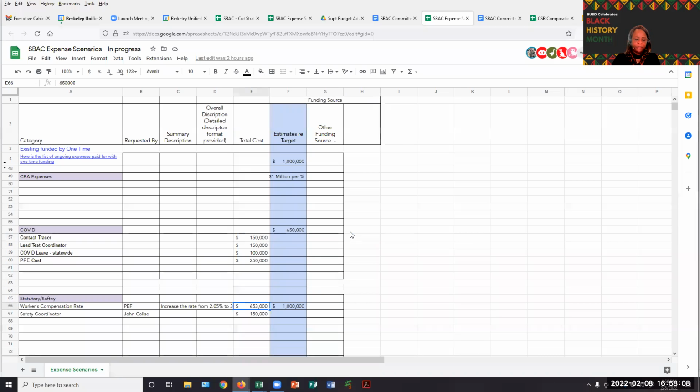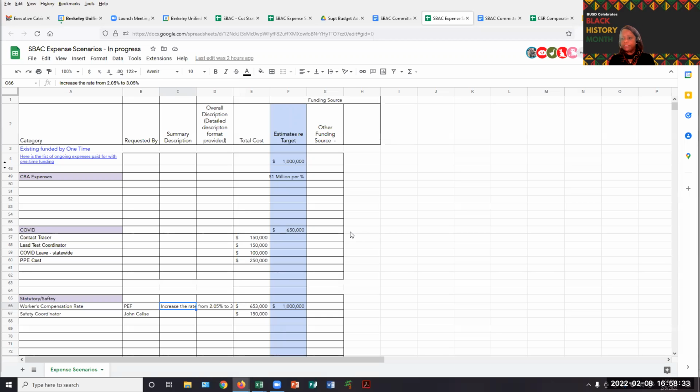The statutory item has to do with our workers' comp rate. I think I've mentioned this before in this meeting. We are self-insured for workers' comp. Every time we run our payroll, we set aside a percentage of our payroll to fund our workers' comp program. We're currently setting aside 2.05%.